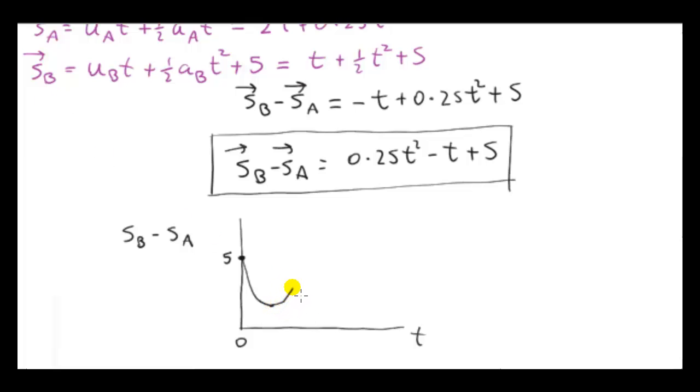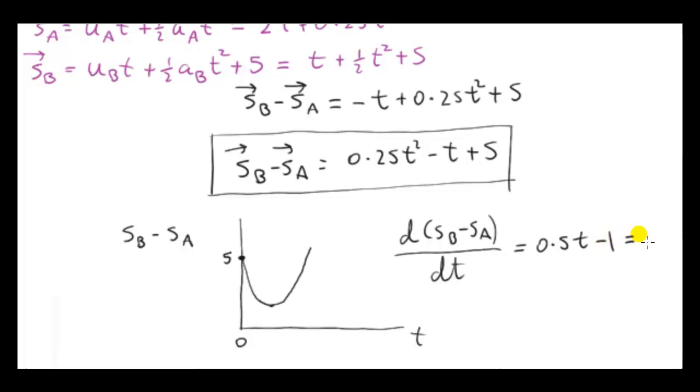Okay, so here's our quadratic. It's a parabola, of course. We know that at t equals 2, the distance is a minimum. But from calculus, we can find that minimum by considering the derivative. The slope of the curve is 0 at the minimum point. So we take the derivative of this quantity, which gives us 0.5t minus 1, and we want the slope to be 0. At the minimum point, the slope of the curve is 0. And if we solve this, we get t equals 2, as we saw before.